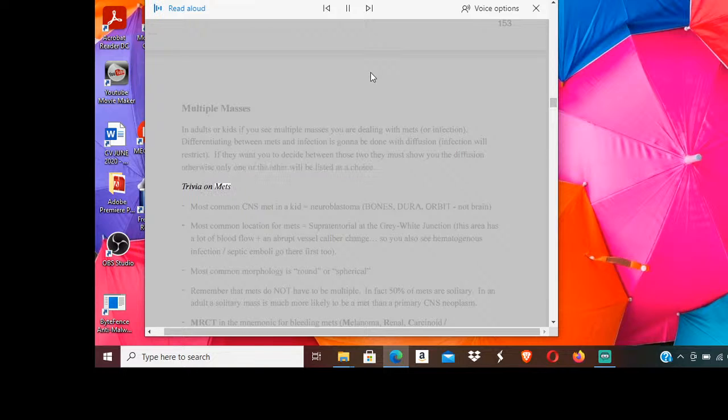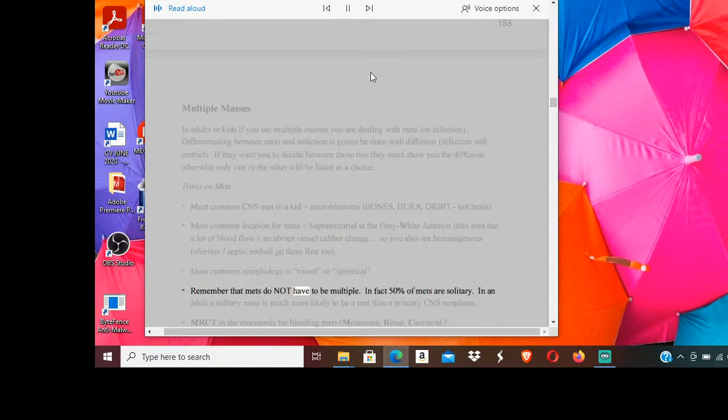Trivia on Mets. Most common CNS Met in a kid equals neuroblastoma, bones, dura, orbit, not brain. Most common location for Mets equals supratentorial at the gray-white junction. This area has a lot of blood flow plus an abrupt vessel caliber change, so you also see hematogenous infection. Aseptic emboli go there first too. Most common morphology is round or spherical.